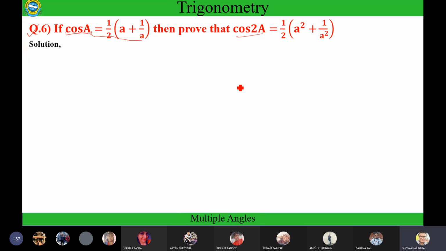So let's continue with the solution. Here cos A is equal to 1 by 2 bracket A plus 1 by A. As I told you earlier, we have the formulas of cos 2A, the three formulas, that is cos square A minus sin square A.